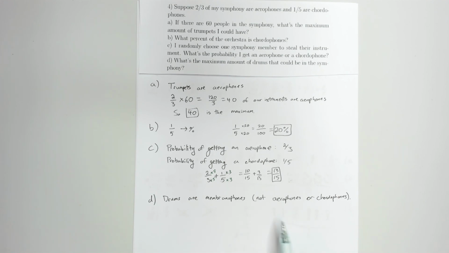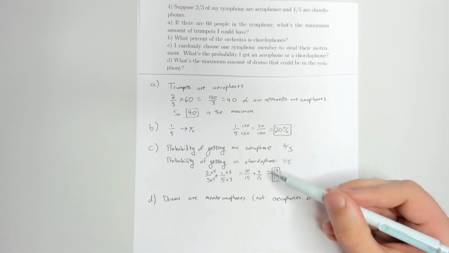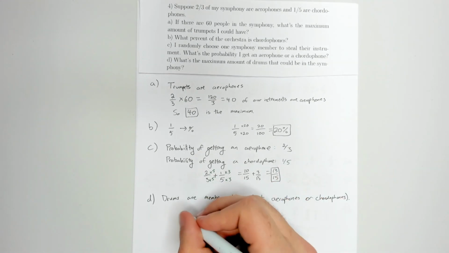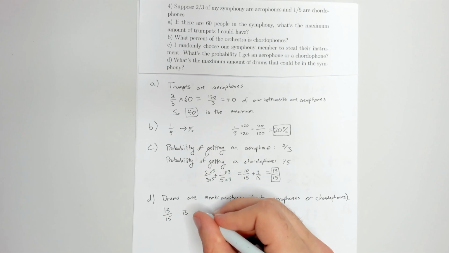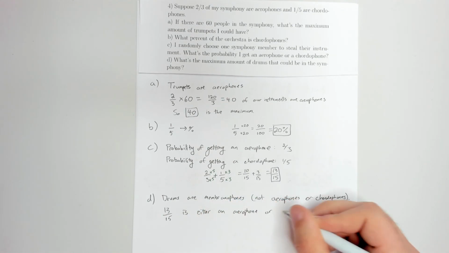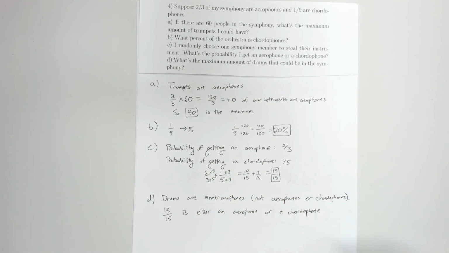So because drums are neither of these, that means that they are not going to be included in the proportion of the symphony that are aerophones or chordophones. But we know the proportion of the symphony that are aerophones and chordophones. That's the 13/15, right? So 13 out of the 15 is either an aerophone or a chordophone. So that means the drums, being neither of these, is going to have to occupy the remaining amount of this. Or we also call this the complement of the 13/15.